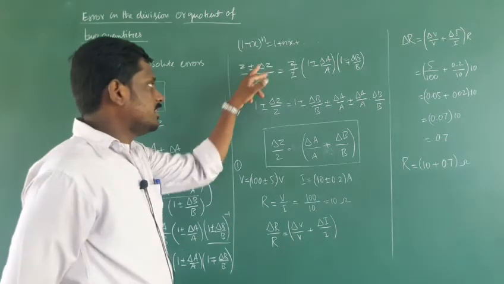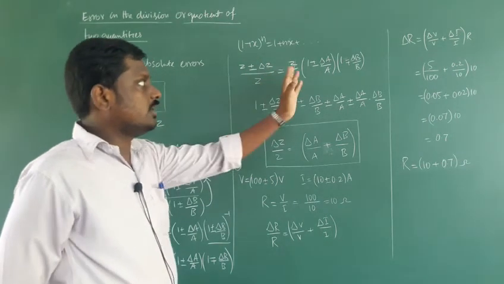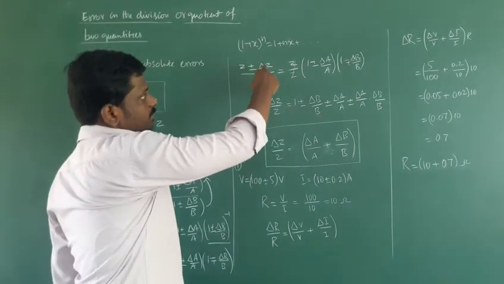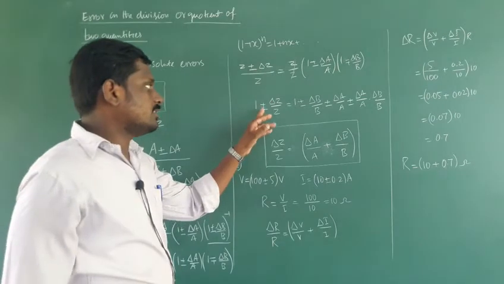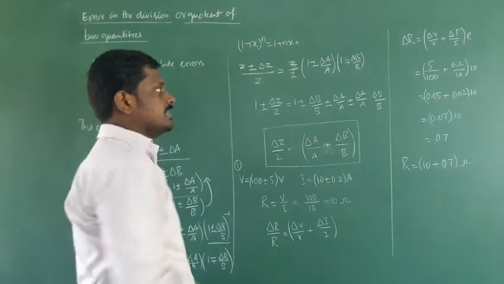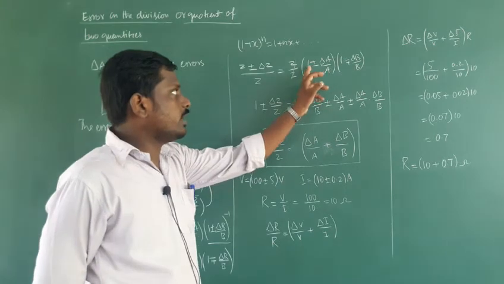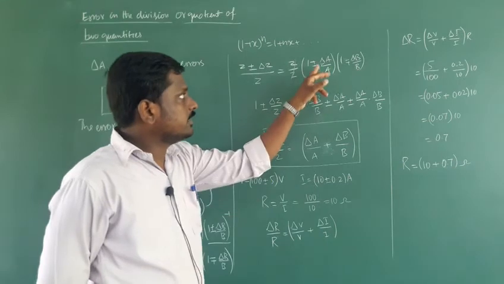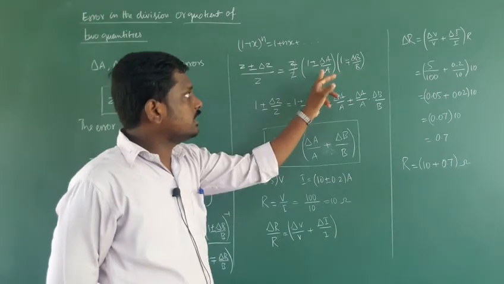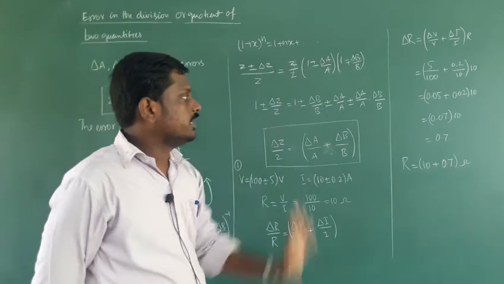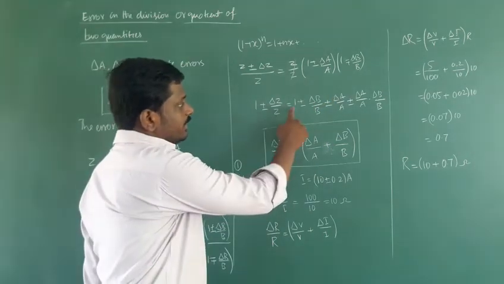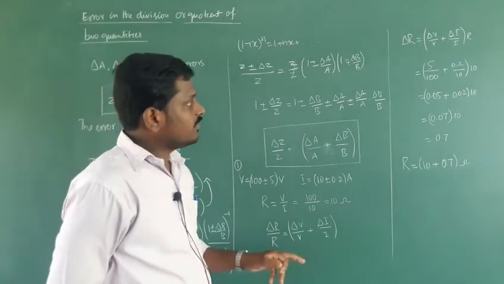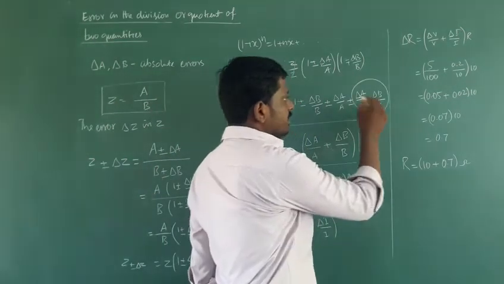After that, divide Z on both sides. So Z plus or minus delta Z by Z, taking out Z, you will get 1 plus or minus delta Z by Z. After that, multiplying out: 1 into 1 is 1, then 1 into delta B by B, then delta A by A into 1, then delta A by A into delta B by B. It's so simple. After that, here 1, here also 1, so if you cancel 1, delta Z by Z is equal to the remaining terms, including delta A by A into delta B by B.